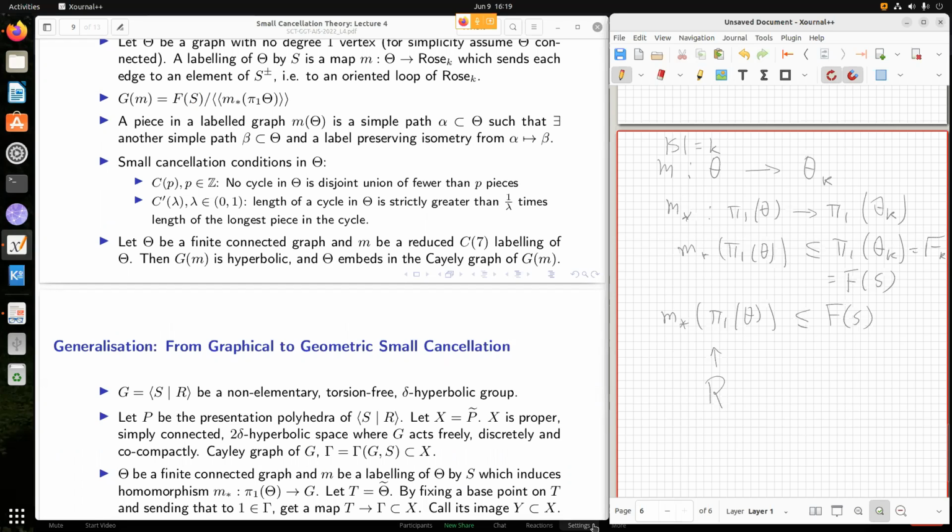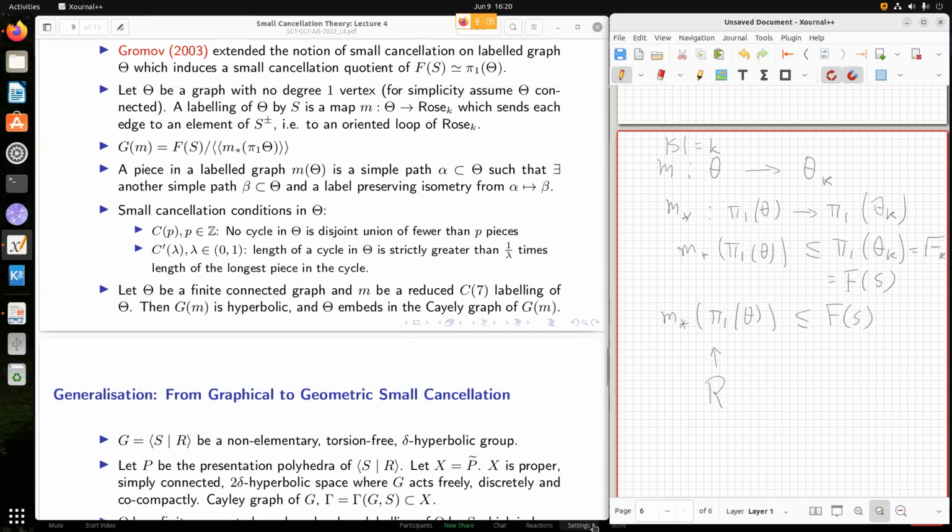Essentially what you are saying is that the relators, those in M star of pi 1 theta, which are like the cycles, are all concatenations of at least 7 pieces. That is somewhat similar to the C prime 1/6 situation, right? C prime 1/6 will imply that. So here the theorem says if theta is a finite connected graph and M is a labeling which is C7. Here the small cancellation condition is really coming from the labeling, right? So the labeling is important.